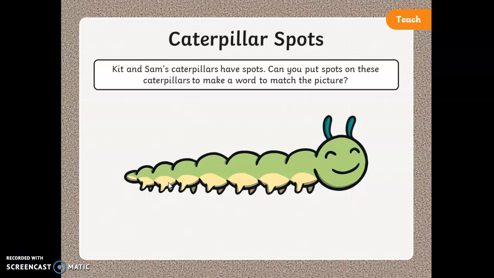Now that we've learned the letter C and how to write it, Kit and Sam's caterpillars have spots. Can you put some spots on these caterpillars? Because we're going to learn some words that begin with the letter C. Look for the K sound in the beginning of each word.